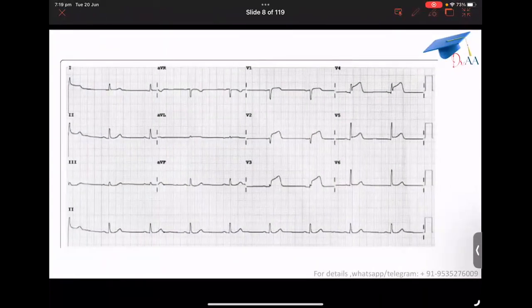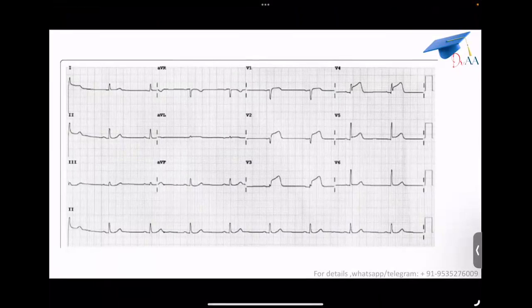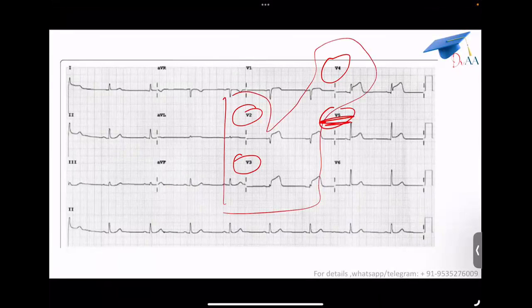So let's see a few of the examples and try to recognize here. So we see an ST segment elevation in V2, V3, V4, V5, not much. So these leads basically represent an anterior wall MI. So it is most likely an LAD artery which is occluded.